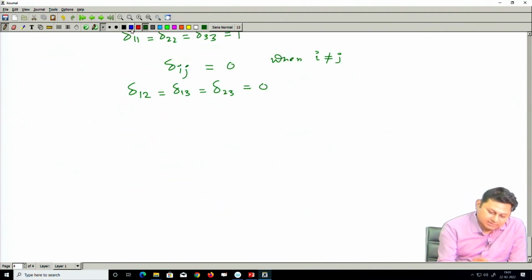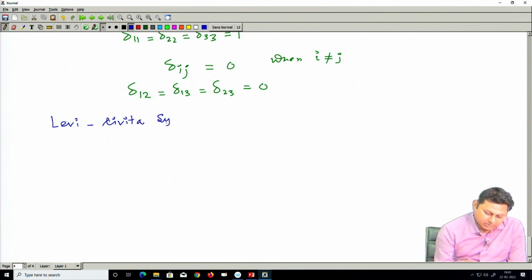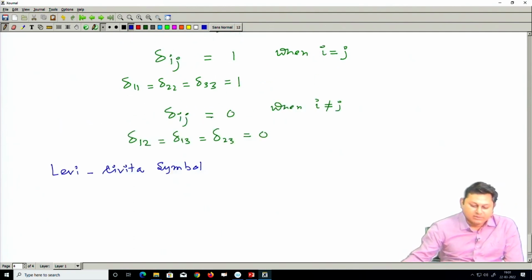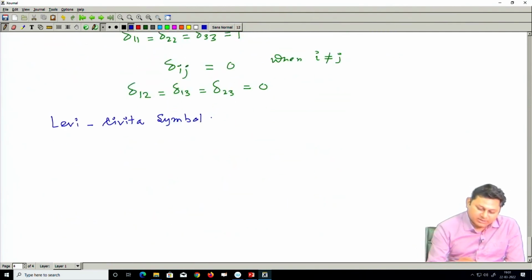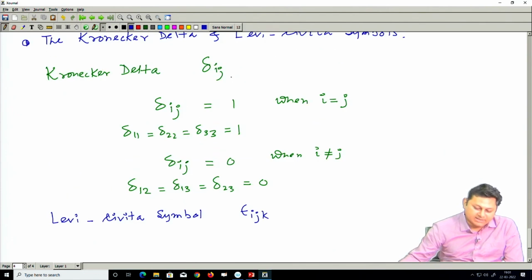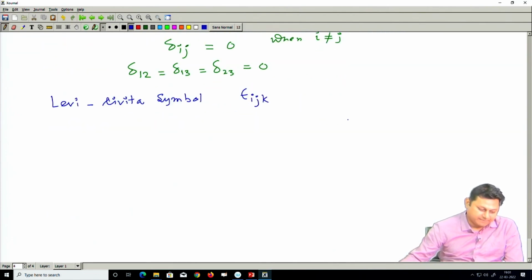Now, let us understand the Levi-Civita symbol. Like the Kronecker delta, we have here something called epsilon_ijk. Previously, we had two indices, i and j. Here we have three indices, i, j, k.